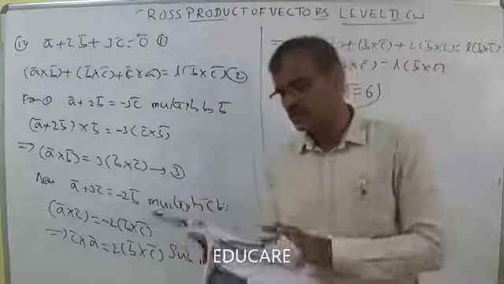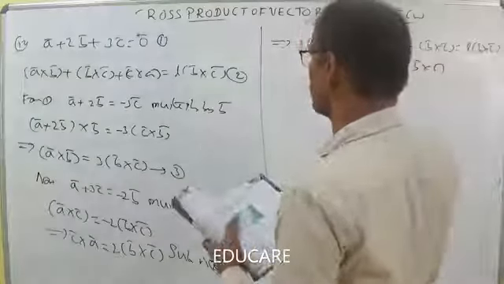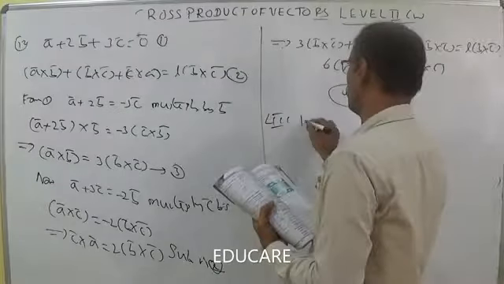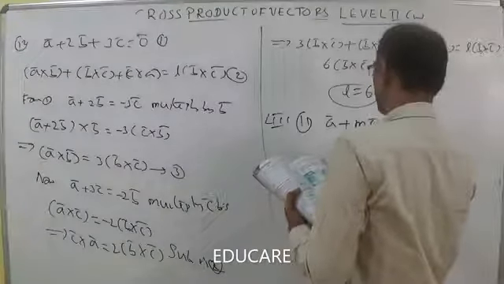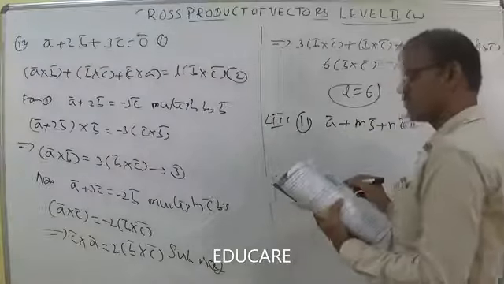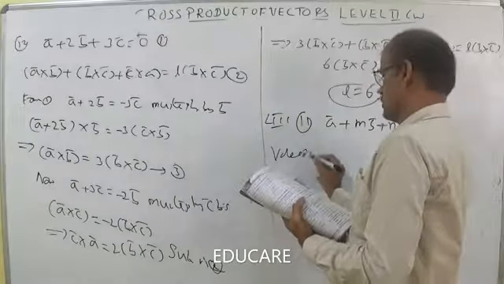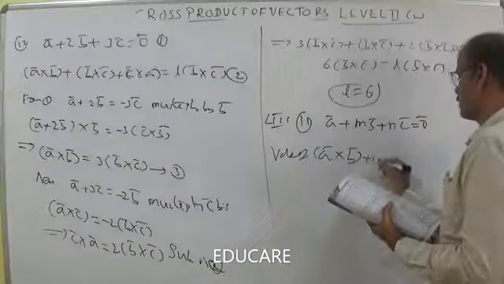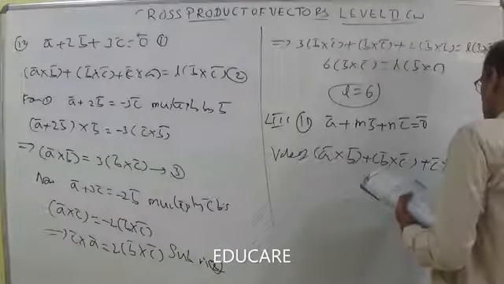Let us discuss the same method question in level 3, the 11th one. Level 3, same model, 11th question, let us discuss. A bar plus MB bar plus NC bar equal to 0 bar. He is asking the value of A bar cross B bar plus B bar cross C bar plus C bar cross A bar.